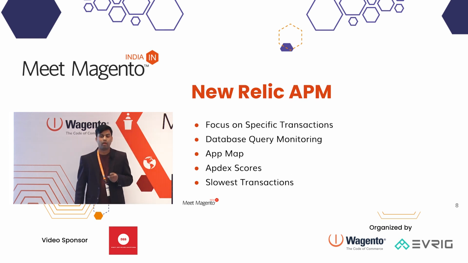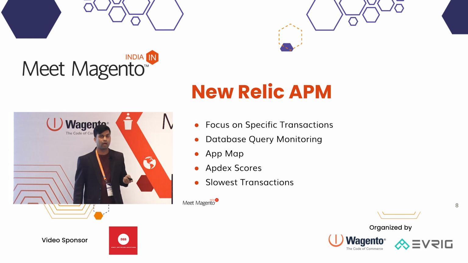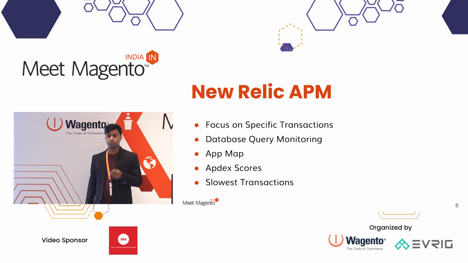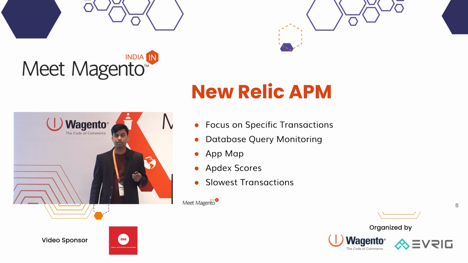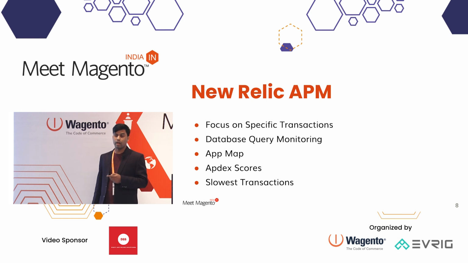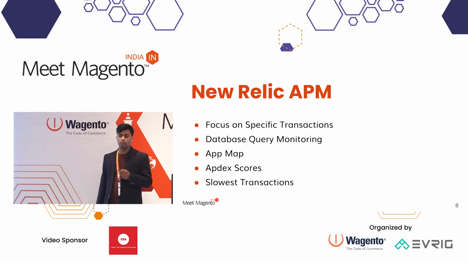So, going to the APM. If I'm looking for any specific transaction, let's say our cart page or our PDP page is having performance issues, you can easily track where the performance issues are, and whether they are related to custom code or to any MySQL queries that are taking a higher amount of time. You can get the app map, the FDS score, and the slowest transactions from here.